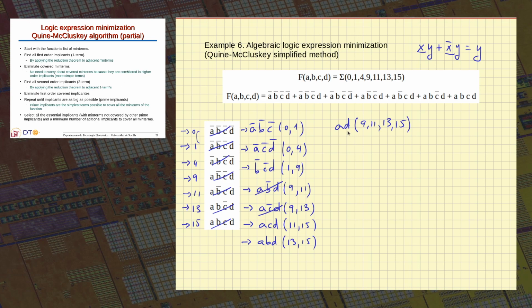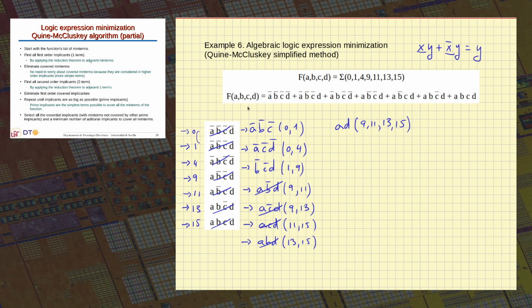This is a better alternative. 11 and 15 is also here, and 13 and 15 is also here. And I'm finished because I cannot compare this one with any other equivalent term, because I only have one. So I have said all these terms are implicants.